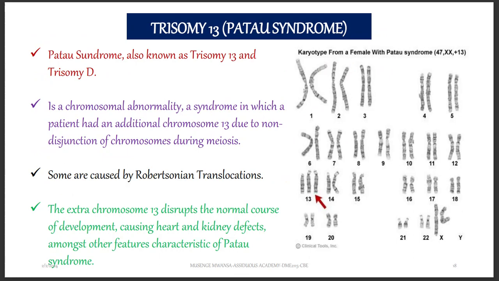And then trisomy 13, which is the Patau syndrome, also known as trisomy D. Remember, Edward was trisomy E. Okay, this is trisomy D. It's a chromosomal abnormality in which you are going to have an extra of the 13th chromosome. If you come on the karyotype here, you'll be able to see an extra chromosome on the 13th pair. Some of these are going to be caused by Robertsonian translocation. So there's a translocation where a chromosome actually sticks or is translocated to the 13th chromosome and it has got an extra one like that. The extra chromosome 13 is going to disrupt the normal course of development, and that will cause heart and kidney defects amongst other characteristics of Patau's syndrome.